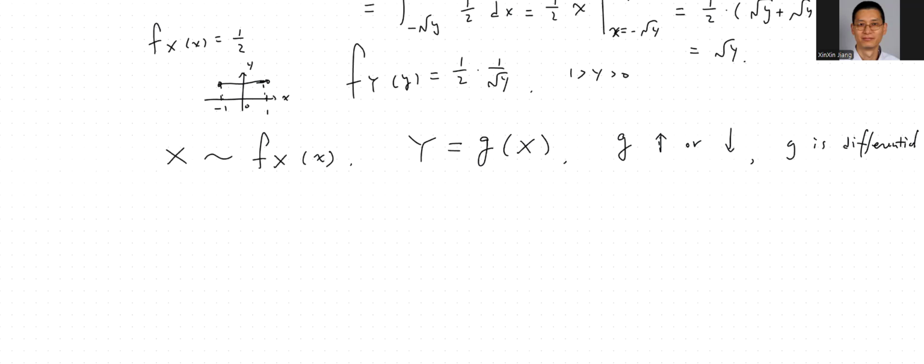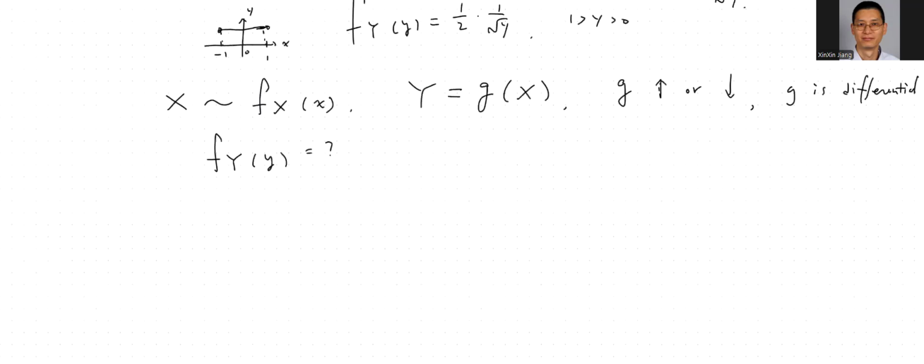And then we're looking for the density of Y. So the theory is like this. We start with capital F, which is the CDF of Y, equals the probability that capital Y is less than or equal to little y. Capital Y is a random variable, little y is a scalar. And then I plug in g of X because Y equals g of X.